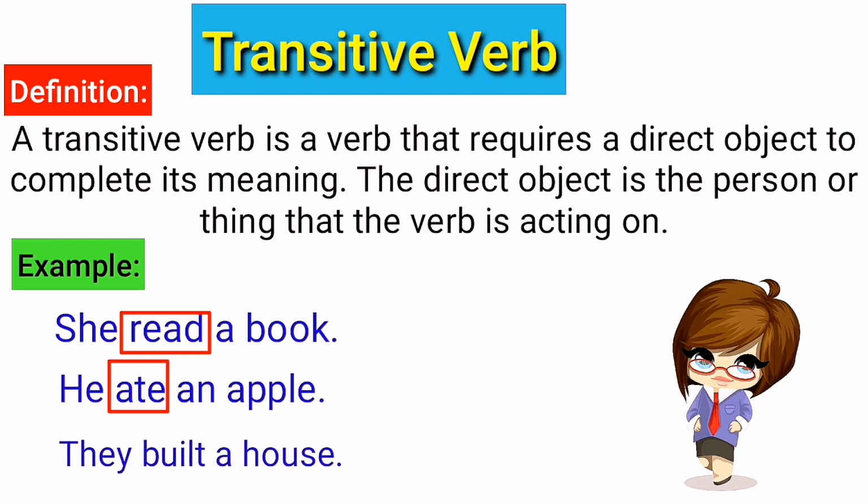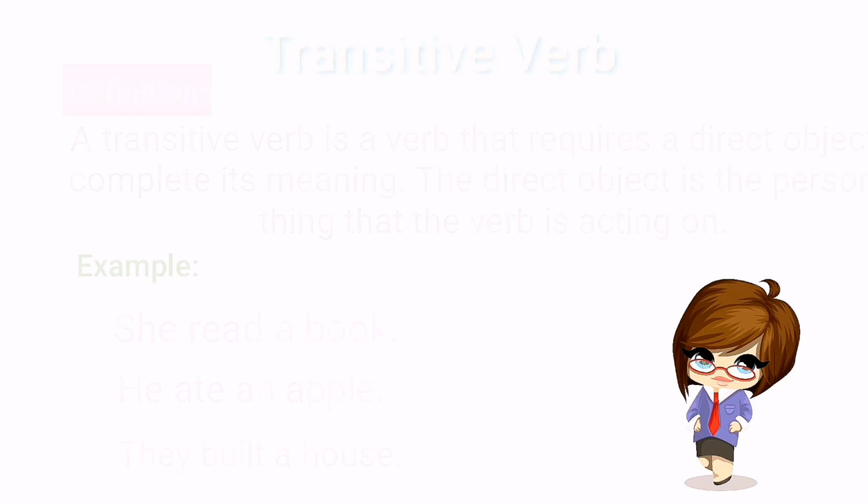They built a house. In this example, the verb built is a transitive verb because it needs a direct object, which is a house, to make sense. The verb built shows the action of constructing, and the direct object, a house, specifies what was constructed. Without the direct object, the sentence wouldn't convey the complete idea of building something.